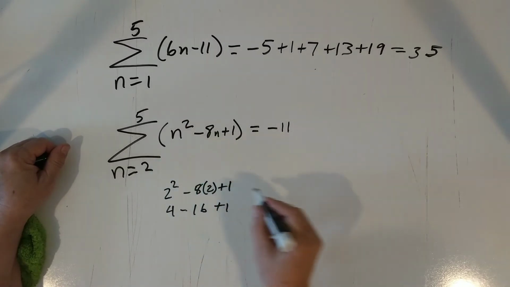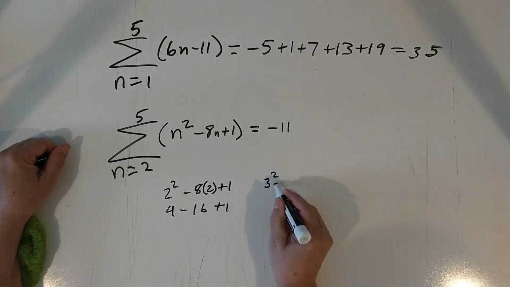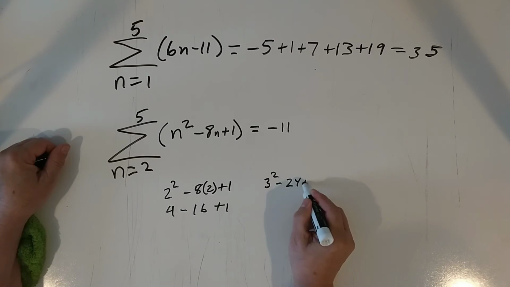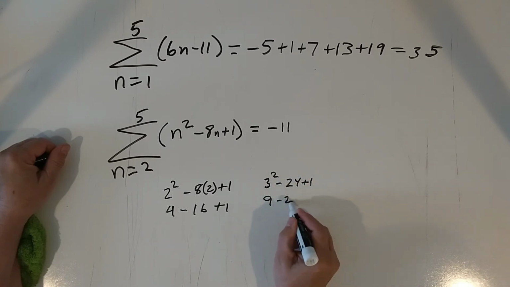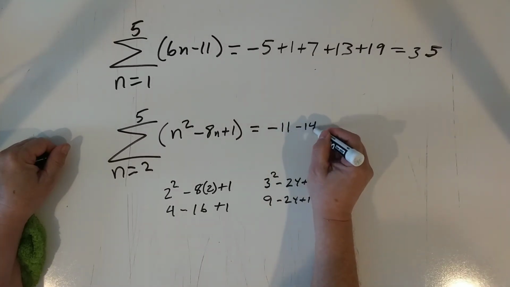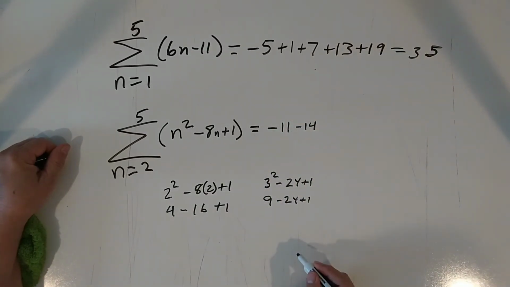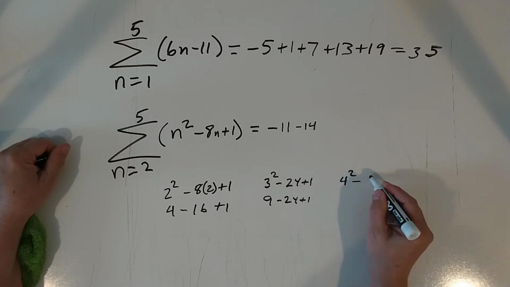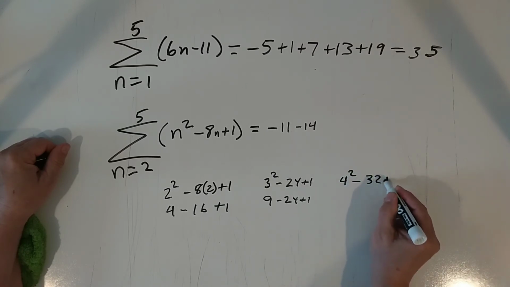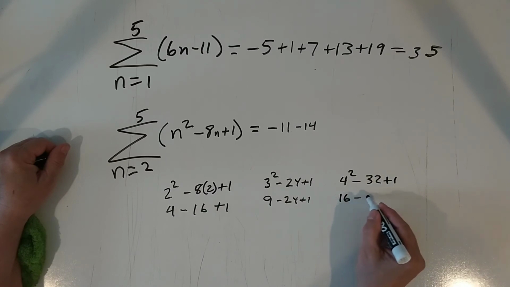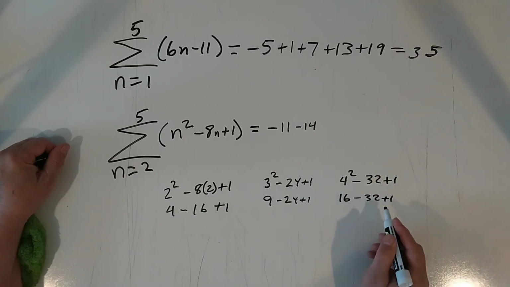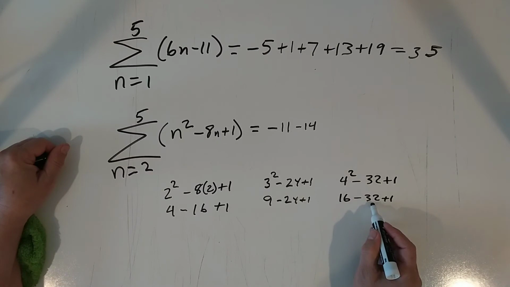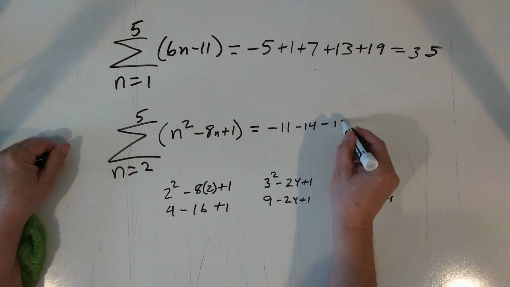Then we go to 3. 3 squared minus 24 plus 1. 9 minus 24 plus 1 is negative 14. Then we'll go to 4. 4 squared minus 8 times 4 is 32 plus 1. So this is 16 minus 32 plus 1. 16 minus 32 is negative 16, plus 1 is negative 15.